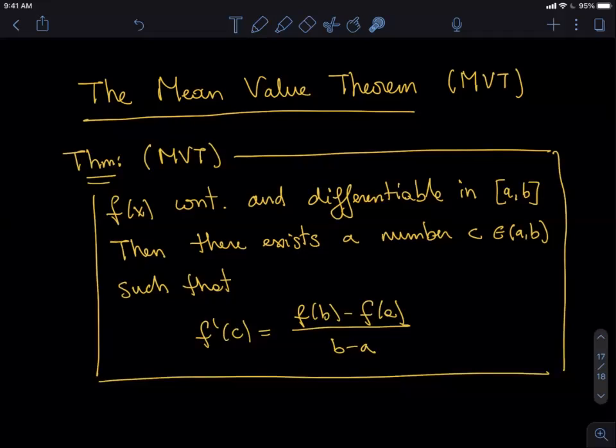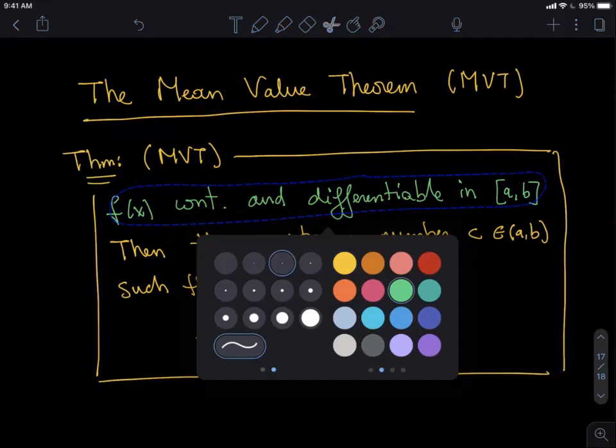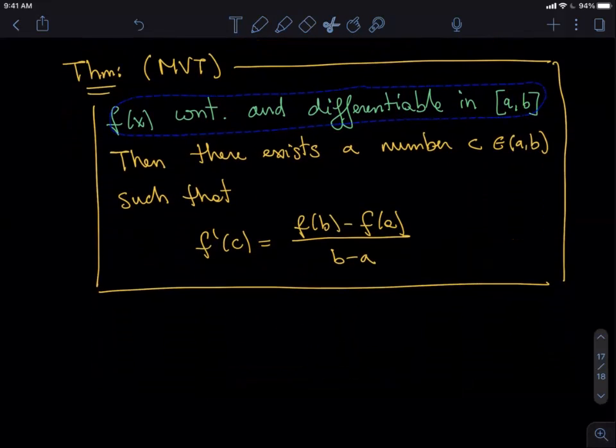Let's study now the mean value theorem. Don't confuse the mean value theorem with the intermediate value theorem, okay? These are different things. For the mean value theorem, the hypothesis is that f is continuous and differentiable in the interval a, b. If that happens, then there exists a number c in the open interval (a, b) such that f prime at c is equal to f of b minus f of a divided by b minus a.